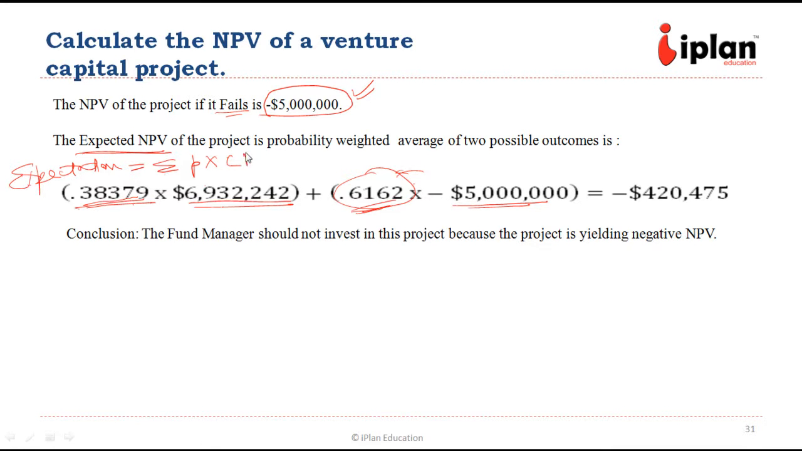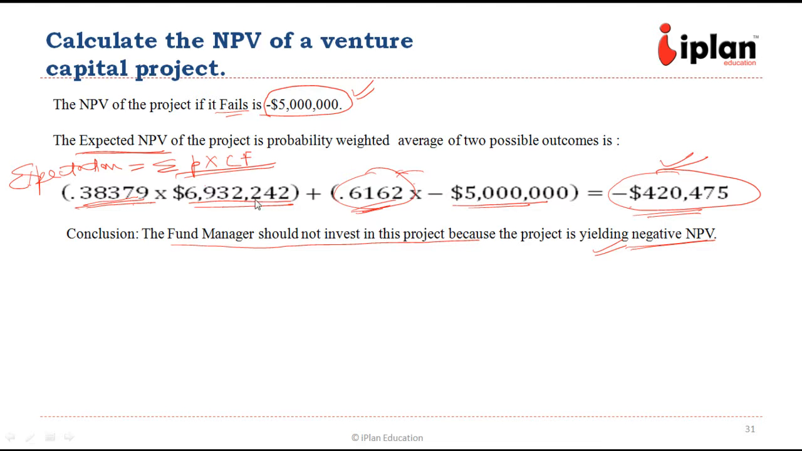So if we add this, we get NPV which is negative. This negative NPV signifies that the project is risky and the fund manager should not invest in the project. The net present value is negative. If the probability is not considered, then this NPV appears to be positive.